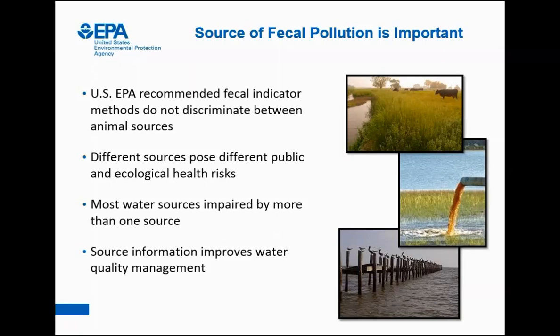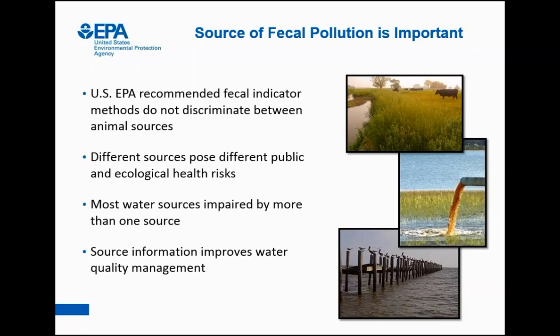So the source of fecal pollution is very important. Currently in the U.S., the U.S. EPA recommends fecal indicator methods that do not discriminate between different pollution sources. So one way that we refer to that is a general fecal indicator, meaning that these are things such as E. coli or enterococci that you might grab a water sample and then culture and count. And this gives you information about the total fecal load in a sample.